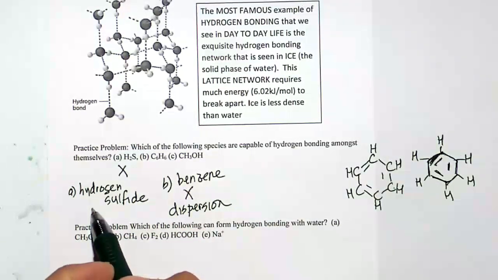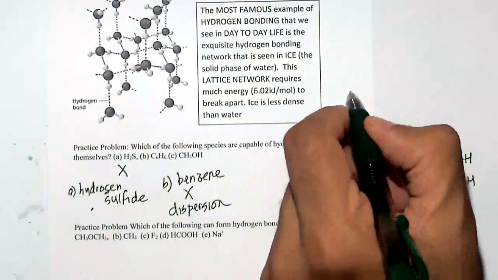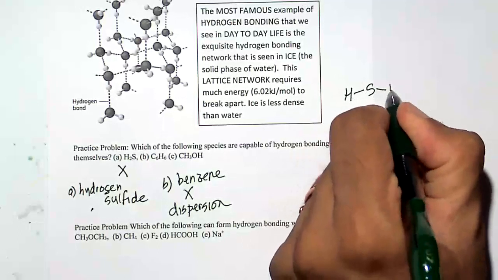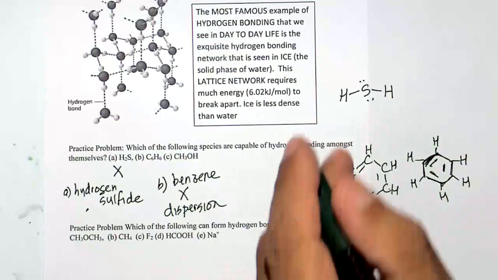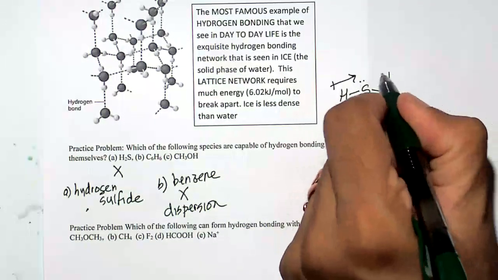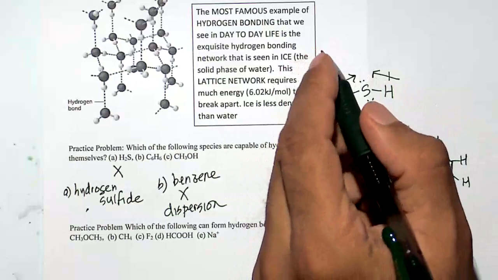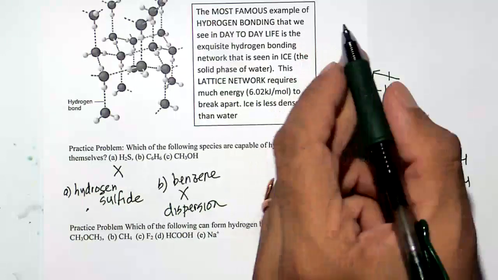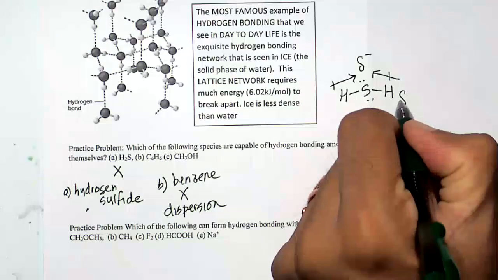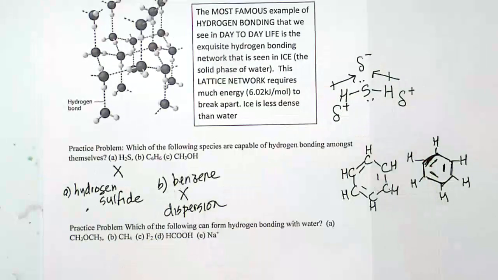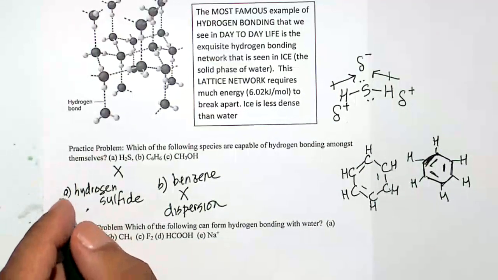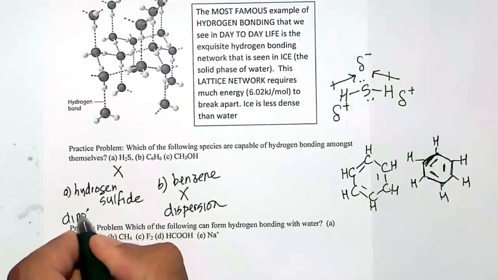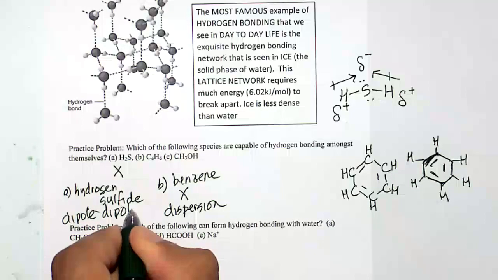Okay. What do you think the main IMF for hydrogen sulfide is? It's not H2O, but H2S. So what do you think the main IMF is for hydrogen sulfide, part A? Dipole would be what it'd be, but not hydrogen bonding.